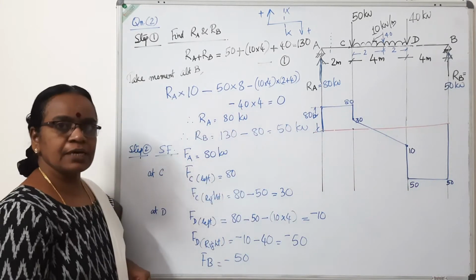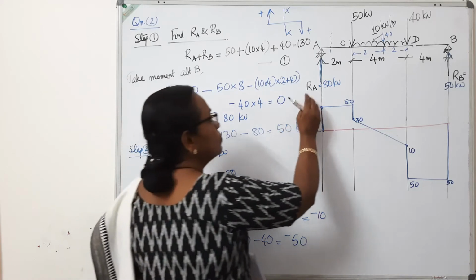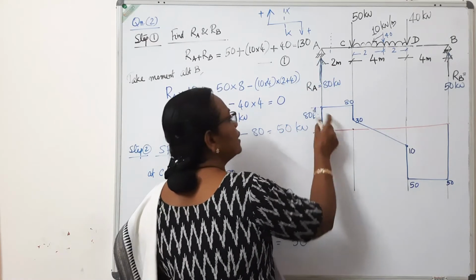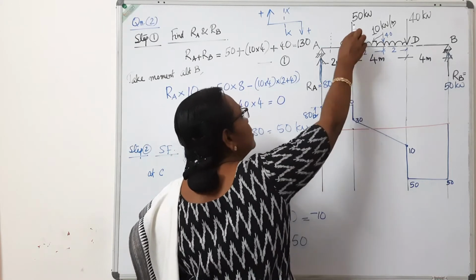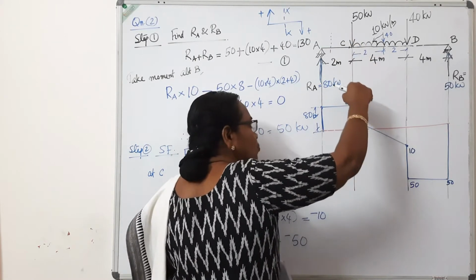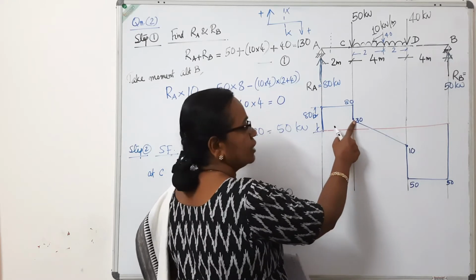So this is the shear force diagram. You can see 80. From here you have marked 80 upwards. Then there is no load, both straight. Then there is 50 acting down. So from that 80 you move down by 50 units. So you come to 30.